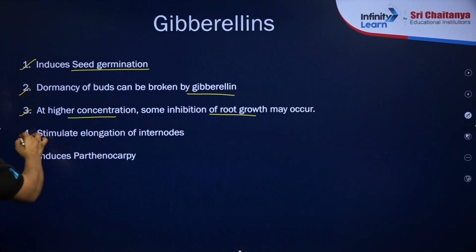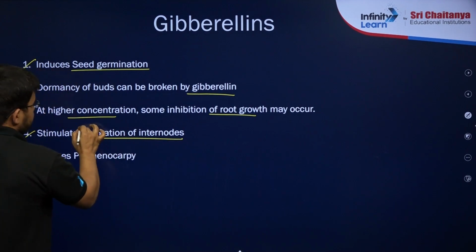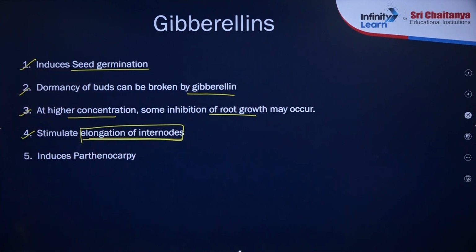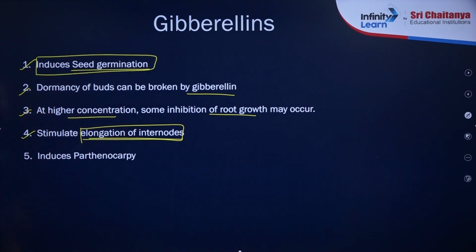After that, students, it helps in stem elongation from the internodal areas. This particular function, students, is a very important function of gibberellin. This one and this one, these two are very important functions of gibberellin. After that, students, fifth point, it also induces parthenocarpy.